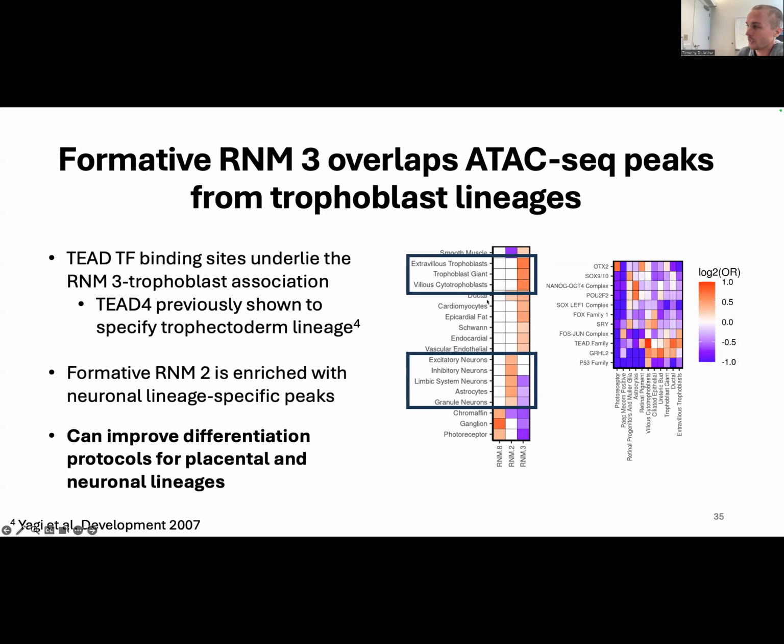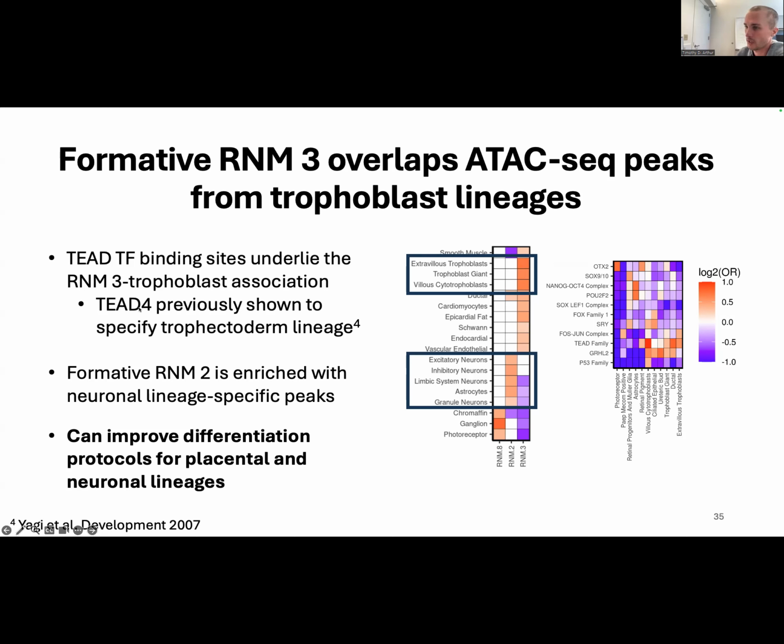And so I intersected our ATAC peaks with cell type specific ATAC peaks from the Descartes data set from fetal tissue, and found that ATAC peaks associated with the extra-embryonic lineages were enriched for overlapping with RNM3. So we felt that this can kind of improve the differentiation protocols for placental and neuronal lineages.